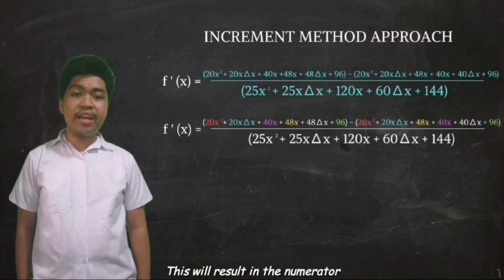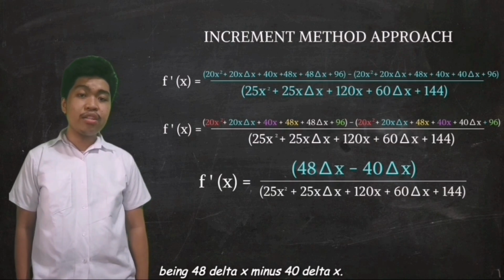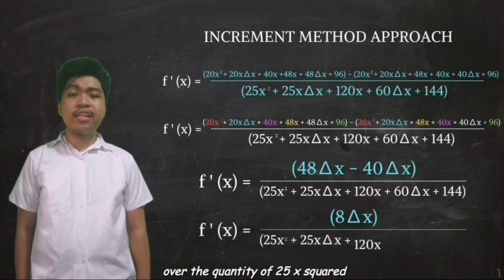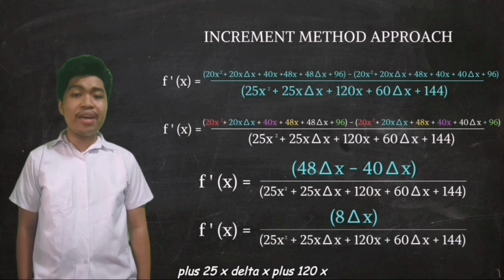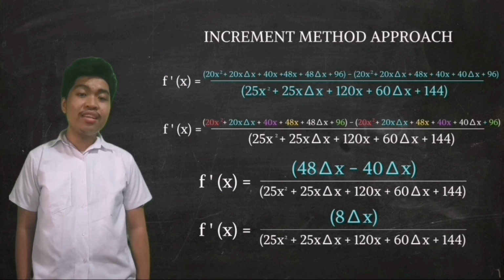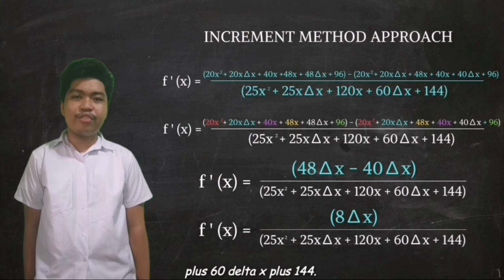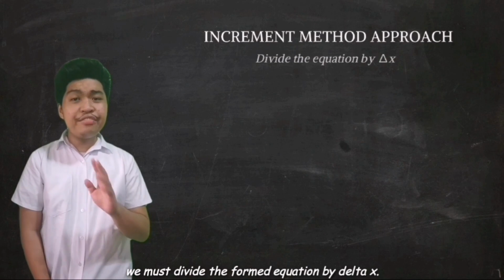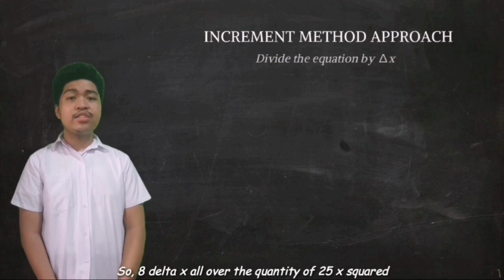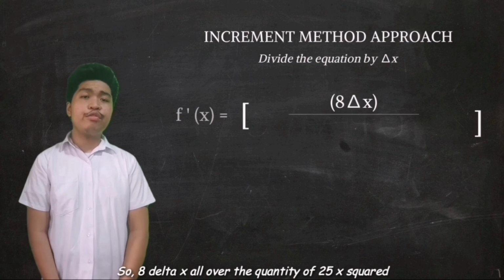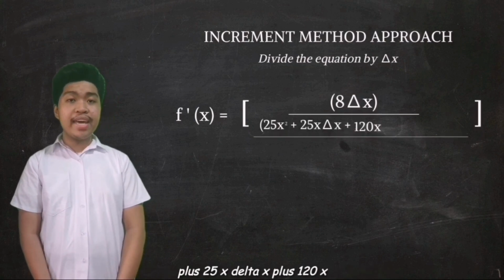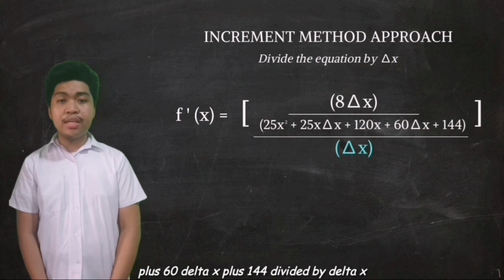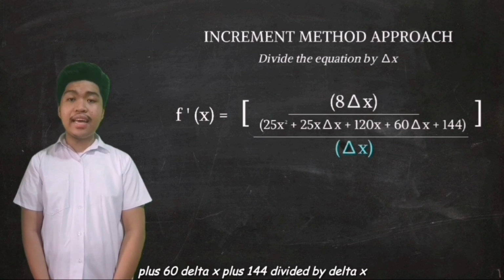This will result in the numerator being 48 delta x minus 40 delta x. Simplify, and now we got 8 delta x all over the quantity of 25x squared plus 25x delta x plus 120x plus 60 delta x plus 144. For the second to the last rule in the increment method, we must divide the formed equation by delta x. So 8 delta x all over the quantity of 25x squared plus 25x delta x plus 120x plus 60 delta x plus 144 divided by delta x.